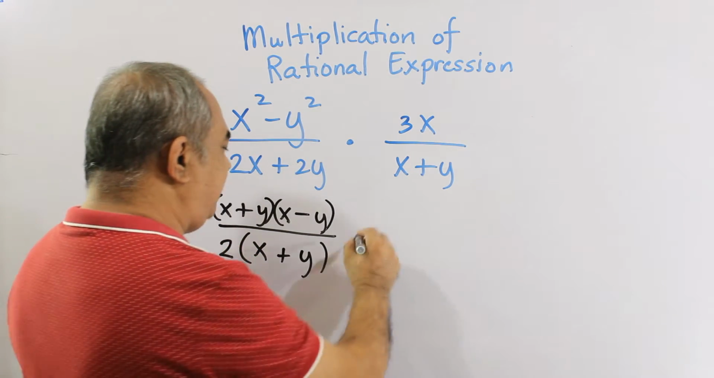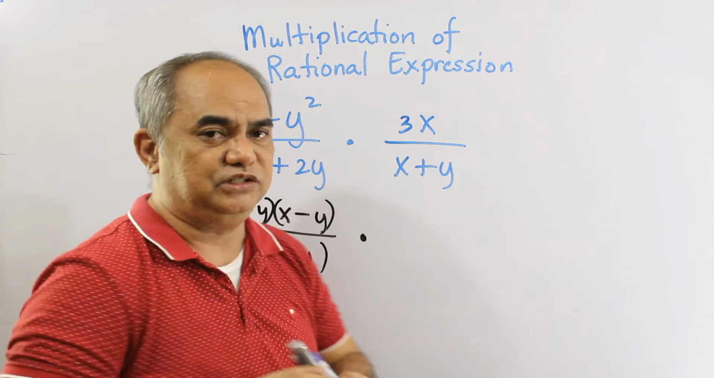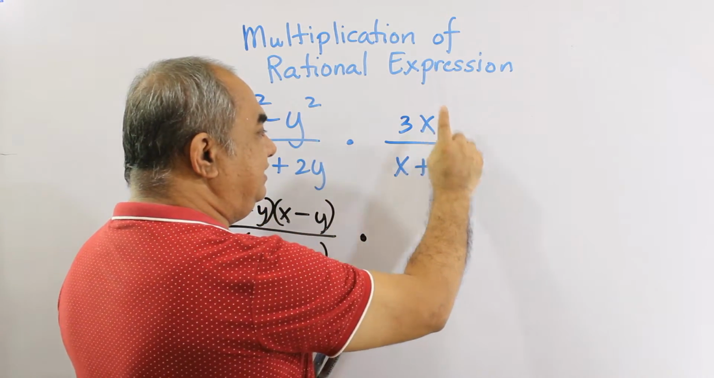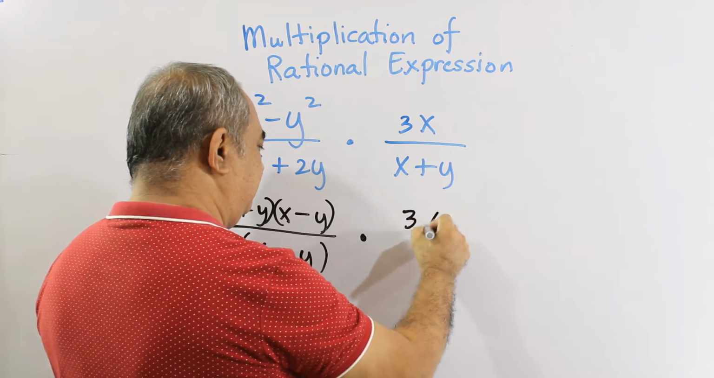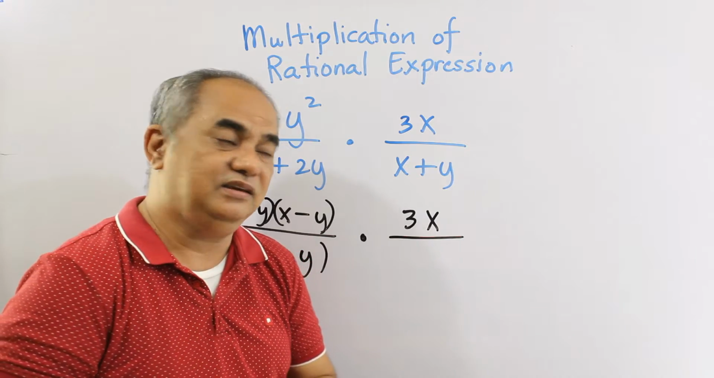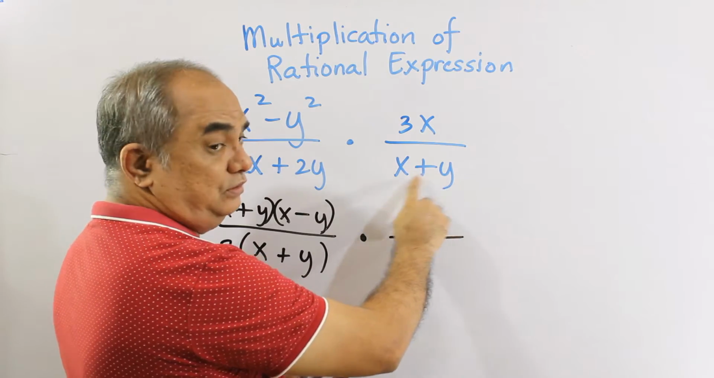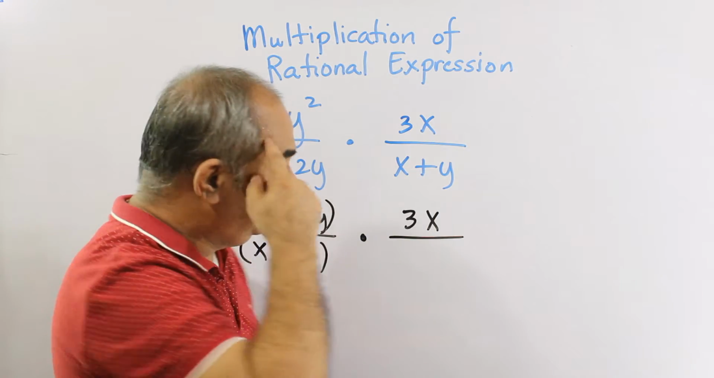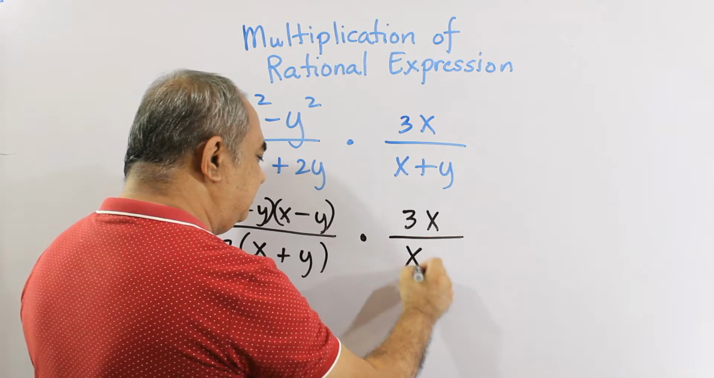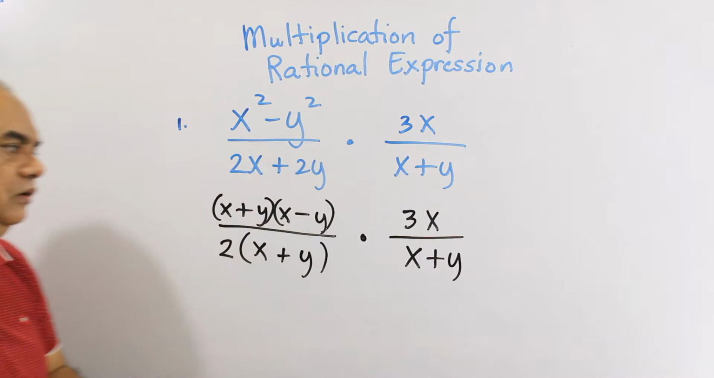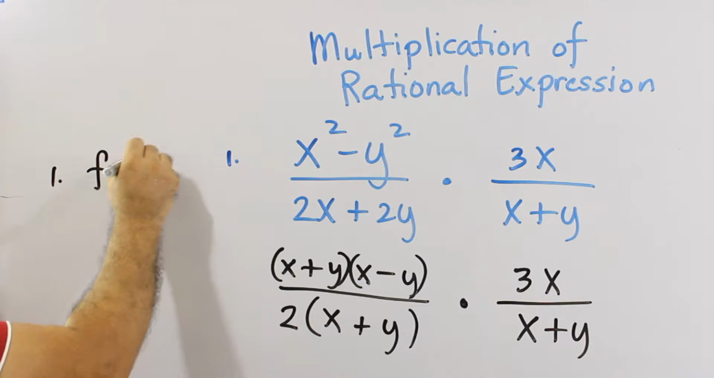Now let's move on to the next factor. We have 3x all over x plus y. Now obviously this is monomial. There is no way we can factor this, meaning to say this 3x is already prime. So what do we do? We just copy it. Very clear, right? And then we check again if this binomial, 2 terms, is factorable or not. Obviously, the expression is not factorable. Again, we just copy. Alright, so we finished the first process. The first process is factor, if possible.